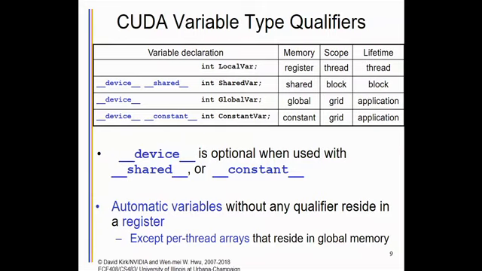So if you intend to put a variable into registers, you almost need to do nothing. In your kernel, every time you declare a local variable, a C local variable in your kernel function, it will be placed into registers.